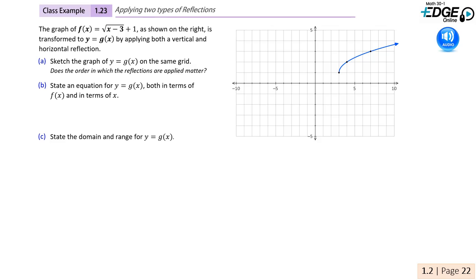So far, we've talked about reflections over the x-axis and reflections over the y-axis. In this next class example, we're going to apply each one to the graph of a radical function. Now, I want to look ahead to part A, where it's going to ask us whether it matters in which order we apply these reflections. I want you to think about that as we work through this. First, let's just arbitrarily say that we will reflect over the x-axis first and then the y-axis. Try it yourself before clicking through the animations.